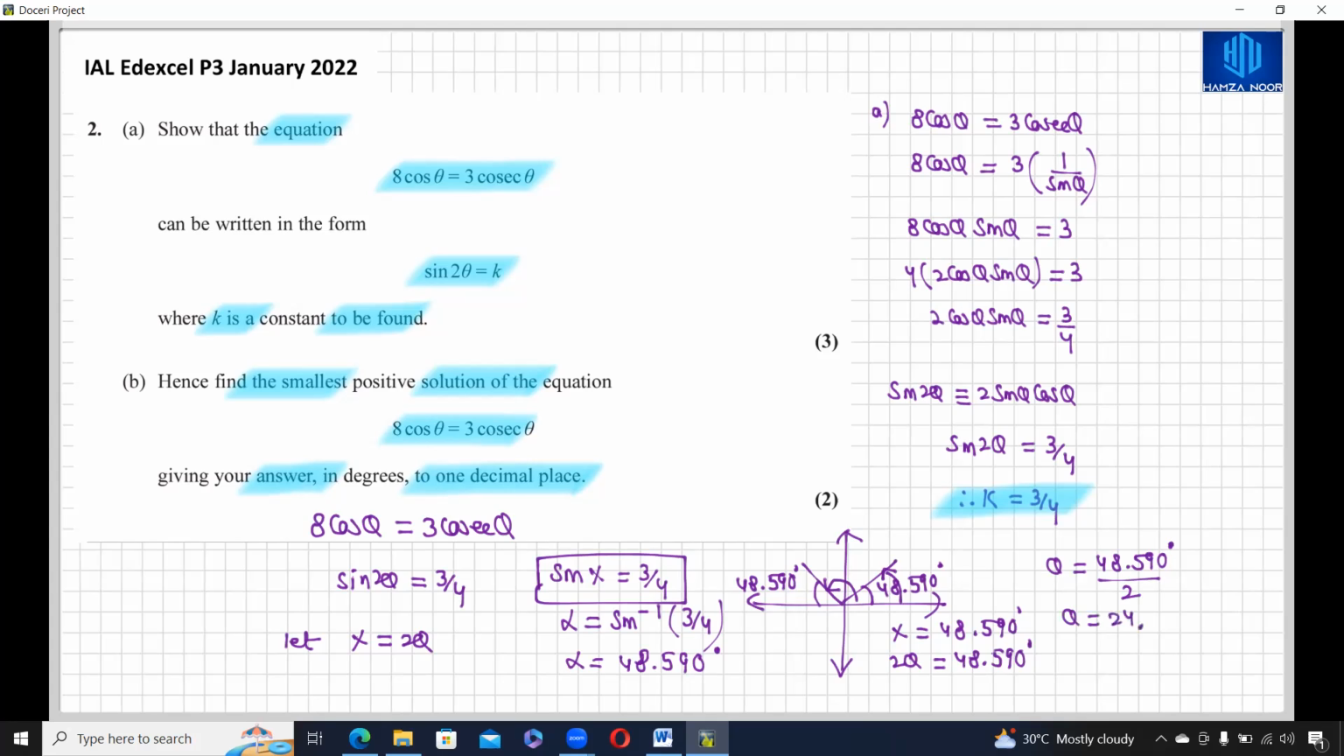48.590 divided by 2 is 24.295. Theta equals 24.295 degrees, and the requirement of the question is to give your answer in degrees correct to one decimal place. Therefore, theta equals 24.3 degrees is your answer. This is the smallest positive solution. So this was question number 2 of the International A-Level Edexcel P3 January 2022 paper.